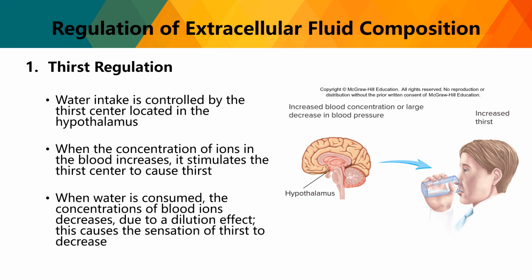For the regulation of extracellular fluid composition, first, it can be through thirst regulation. In here, water intake is controlled by the thirst center located in your hypothalamus. When the concentration of ions in the blood increases, it stimulates the thirst center to cause your thirst. When water is consumed, the concentrations of blood ions decrease due to a dilution effect, and this causes the sensation of thirst to decrease.